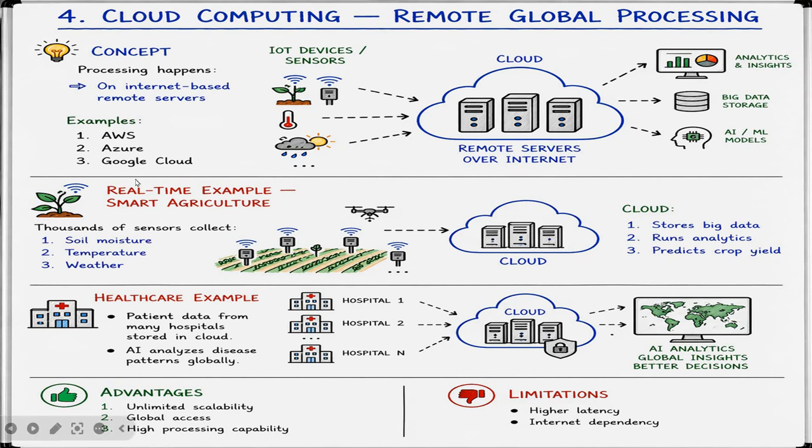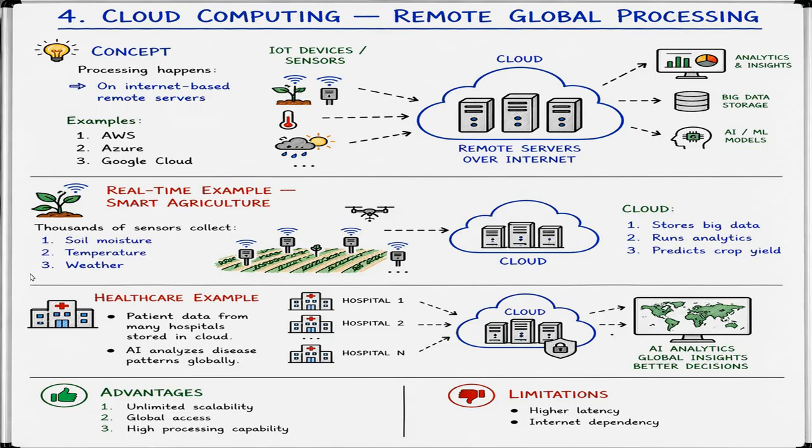Then next is Google Cloud, which provides powerful tools for big data, machine learning, and global applications, and it is known for strong AI and data analytics capabilities. Now, one real-time example for this is smart agriculture, where thousands of sensors collect soil moisture, temperature, and weather data. That is, there will be thousands of sensors which collect the data, and this data is sent to the cloud for storage and processing.